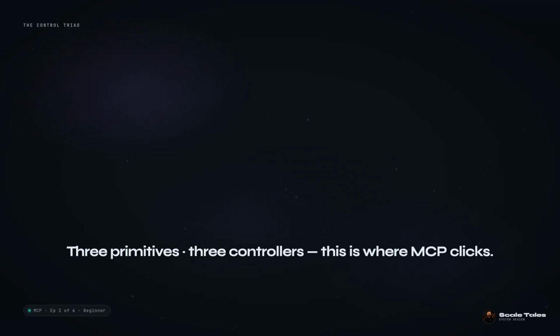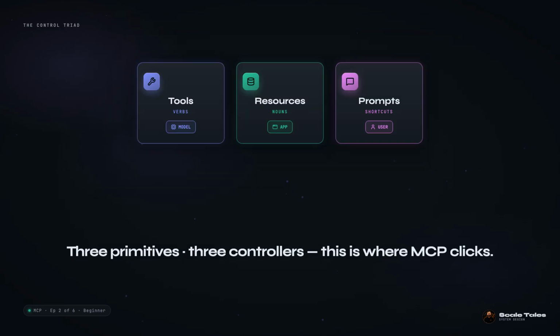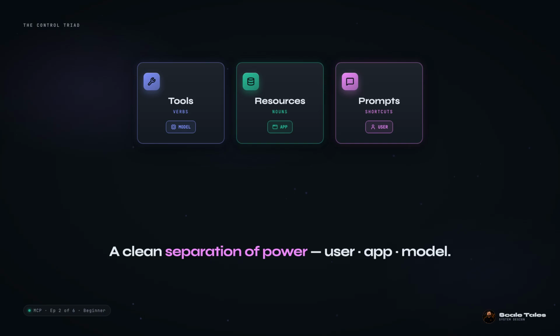So here is the whole thing on one screen. And this is the part that makes MCP click. 3 primitives, 3 controllers. Tools controlled by the model. Resources controlled by the application. Prompts controlled by the user. That is not a random list. It is a clean separation of power. The user picks the workflow, the app decides what context to feed in, and the model chooses which actions to take: verbs, nouns, and shortcuts: model, app, and user.